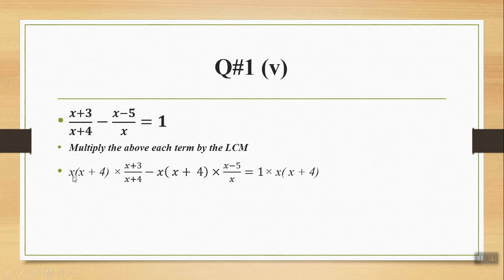So it will become x into x plus 4 multiplied by the first value, which is x plus 3 over x minus 4, minus sign as it is, and again the LCM x into x plus 4 multiplied by the second factor, which is x minus 5 over x, equals 1 into x plus 4.